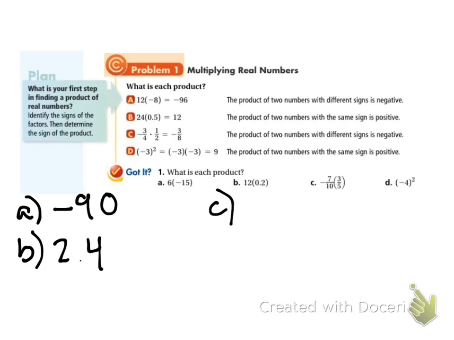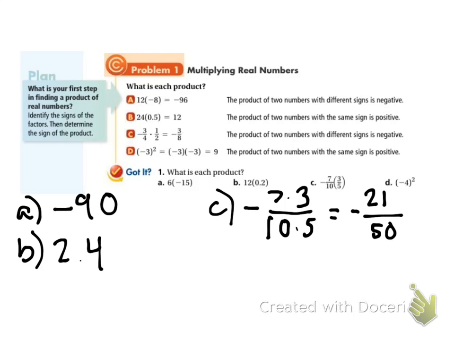C, multiplying fractions. When we multiply fractions, we multiply the top numbers and we multiply the bottom numbers. Since I have a negative fraction and a positive fraction, my answer is going to be negative. And then I'll get 7 times 3 on the top, 10 times 5 on the bottom. I get negative 21 over 50.